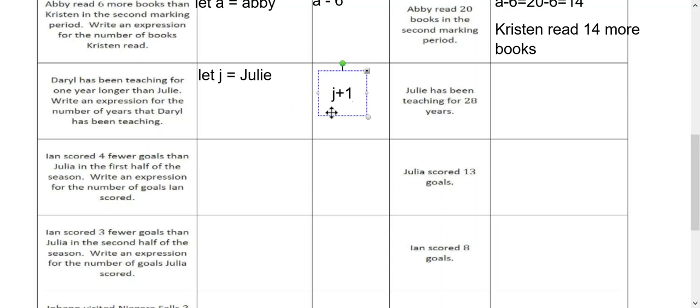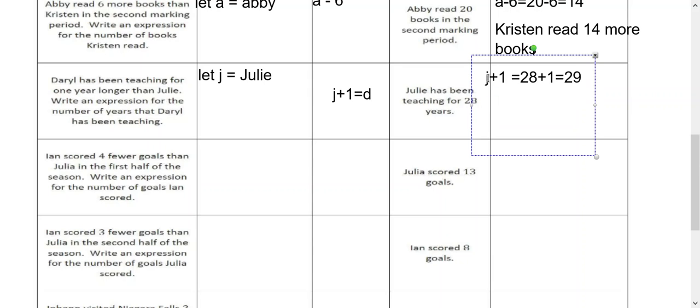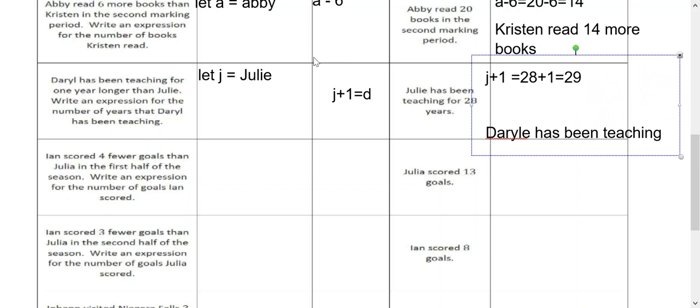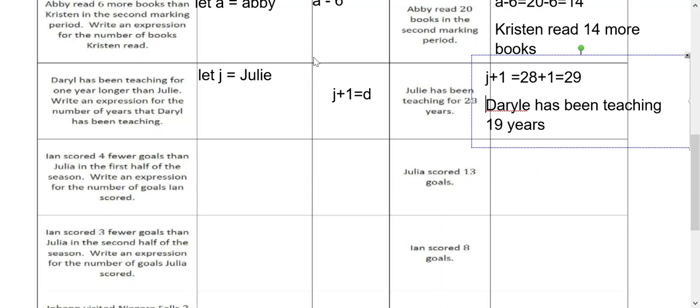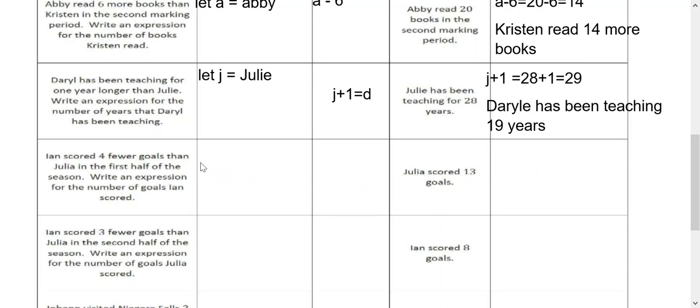And if you want to make it into a good equation, you could put equals D, but you don't have to. So then we go over here and we know J plus 1 equals 28 plus 1, which equals 29. So we know Daryl has been teaching 29 years. Now we look at the next one.